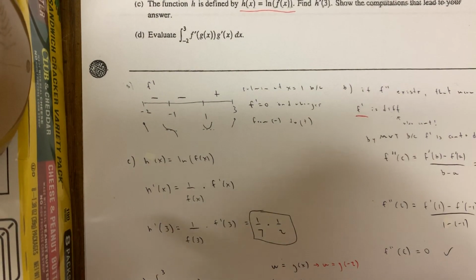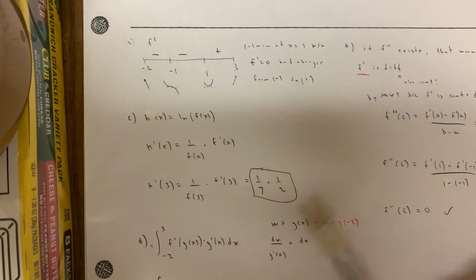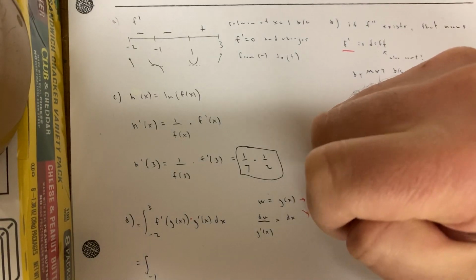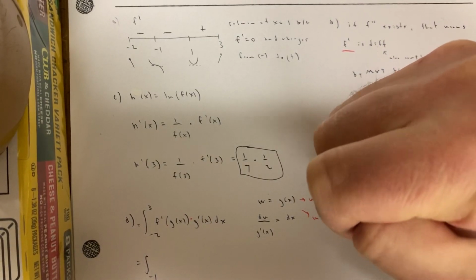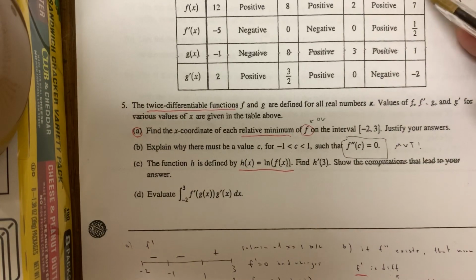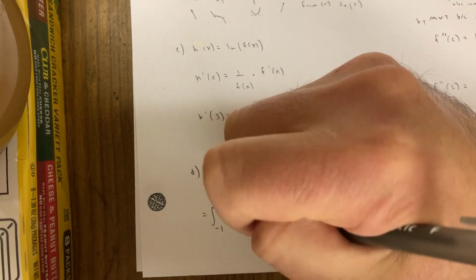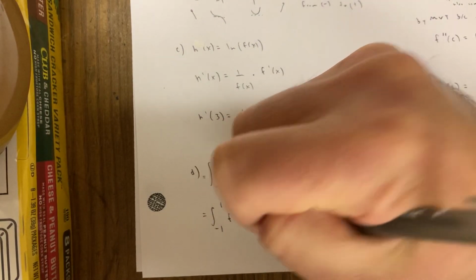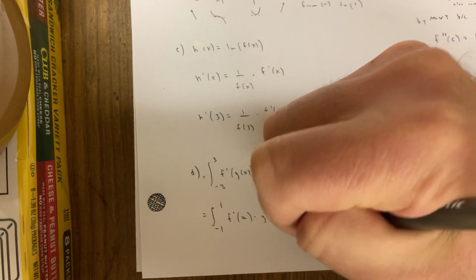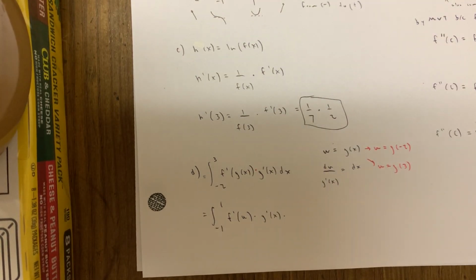Just like here, the upper bound is 3. So if x is 3, what is u equal to? Well, u would be equal to g of 3. And if you take a gander up here, you'll see that g of 3 is equal to 1. So changing the bounds, really not too terrible. Now we leave that f prime, but it's f prime of u, times the g prime of x is still there, but not for long.